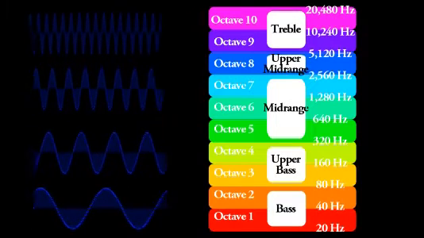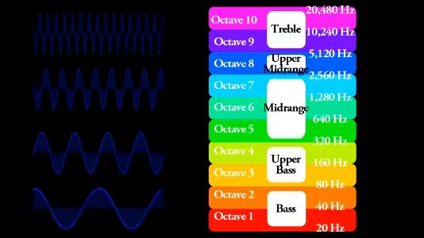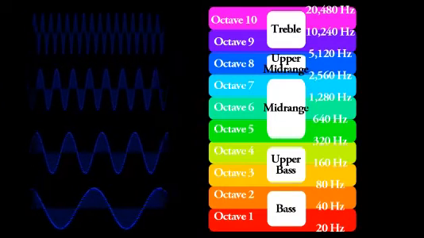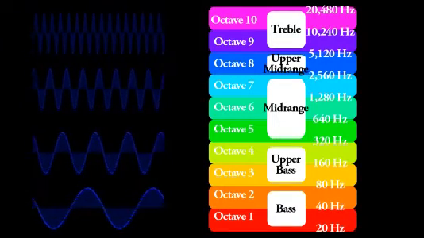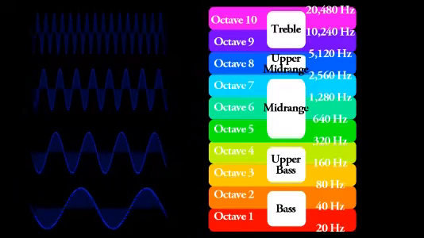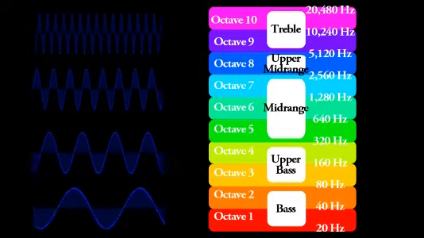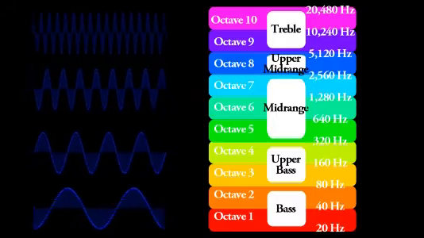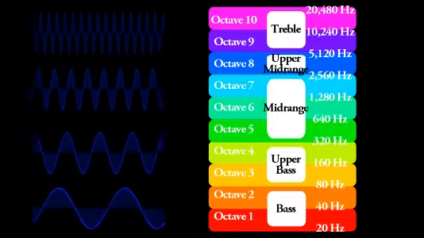Upper mid-range, 2,560 Hz to 5,120 Hz, is the 8th octave. The treble range is 5,120 Hz all the way up to 20,000 Hz, and these consist of octaves 9 and 10.